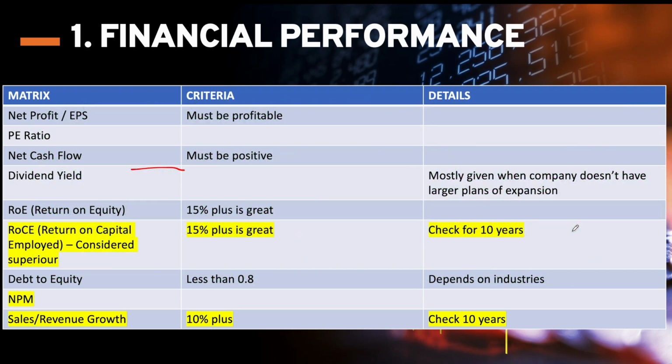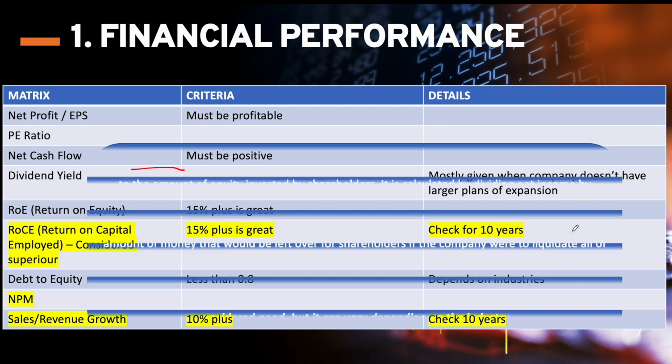Returns: we have two metrics, return on equity and return on capital employed, and ROCE is considered to be a better, superior metric. Please consider that. The ones which I have put in yellow are the things which we should be very careful of. A 15% plus ROCE is considered to be very, very good. Not for the current year only, you should be checking it for the last 10 years, probably. ROE is basically return on equity.